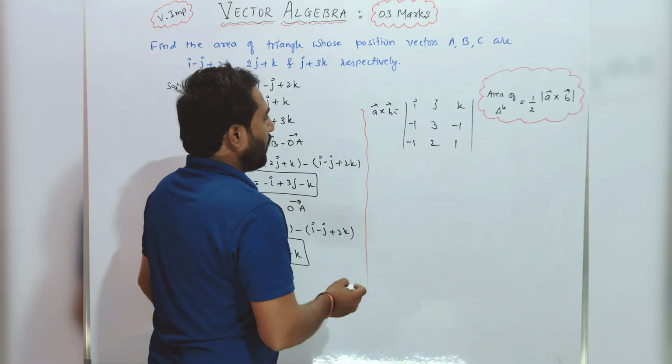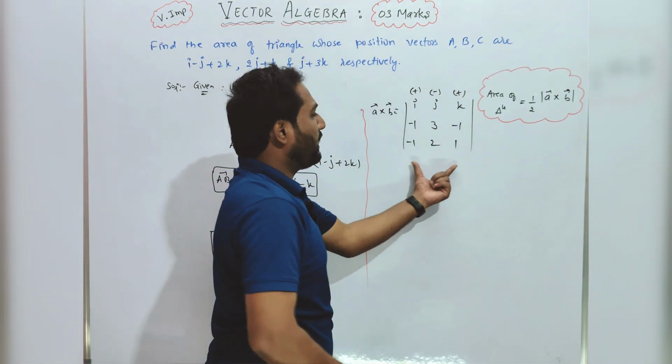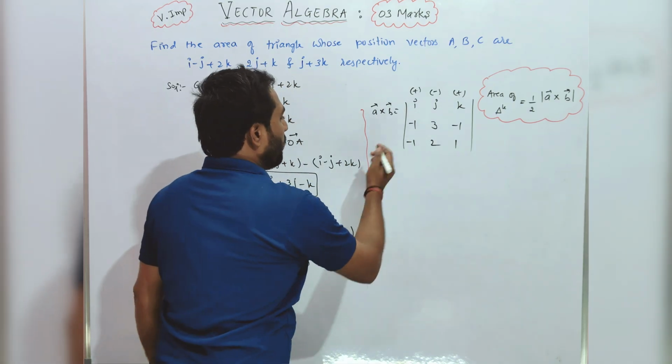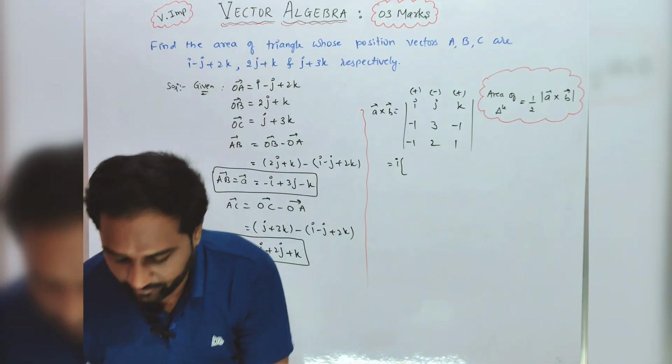Okay, let us see. Now how to find this one? Plus, minus, plus. This is the determinant. Expand that determinant. How will it be? So i into, you just close this row and column.